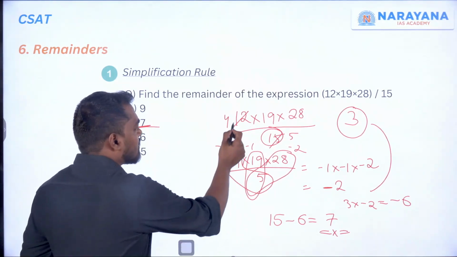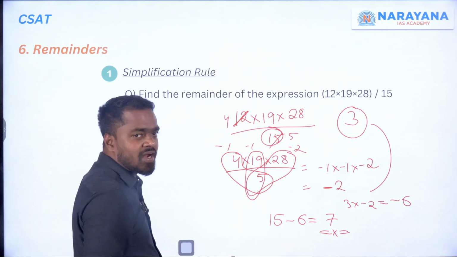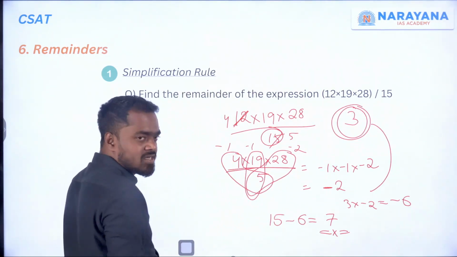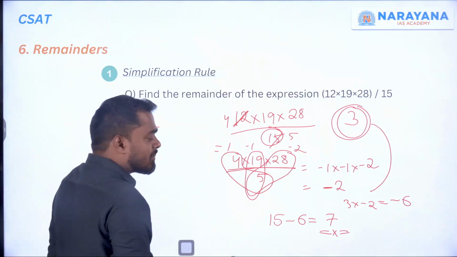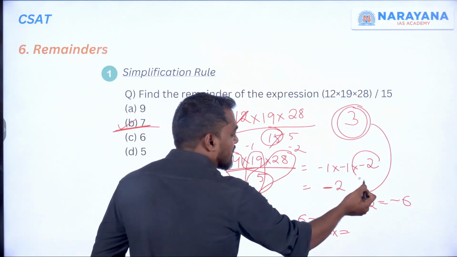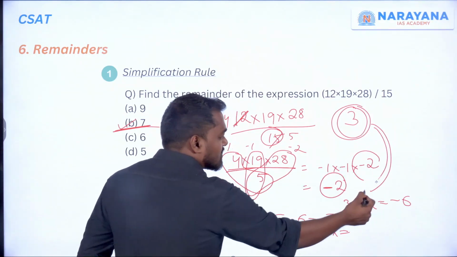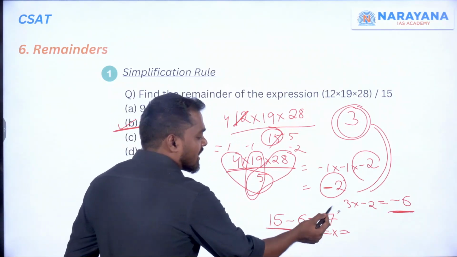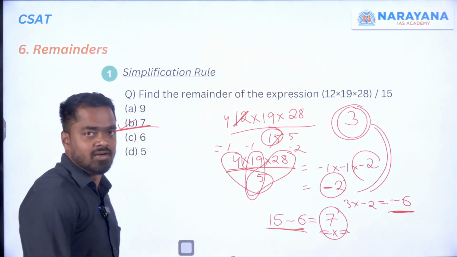So what we have done here: take out any common factor if there is one, write it separately, and for the remaining expression you can use the negative remainders. You got the negative remainder of minus 2, so multiply these two, minus 6, take it from the original divisor, you are getting 7 as the remainder.